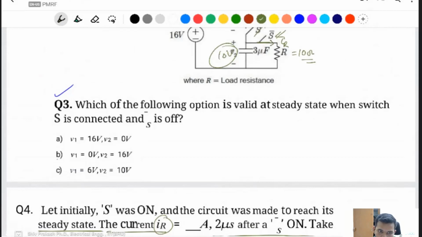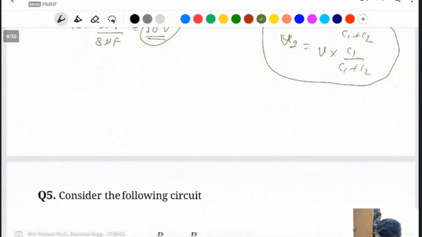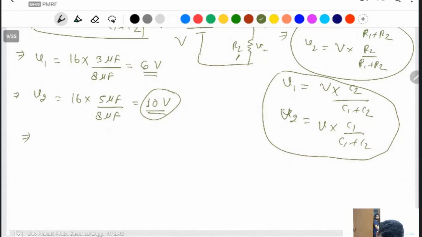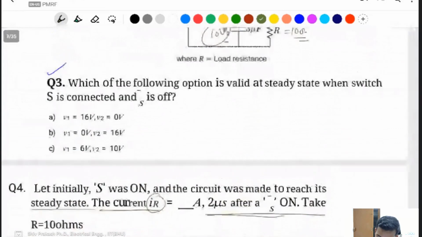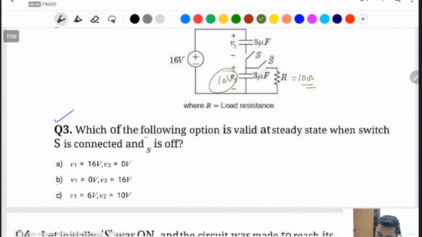After 2 microsecond, what is the current equation in the capacitor? Sir, now both S and S bar are on, right? No, S and S bar can't both be on at the same time. If S is 1, then this one is on and this one is off, and as S goes to 0, then this one is on and this one is off. In the second question, this S bar is on and this one is off.